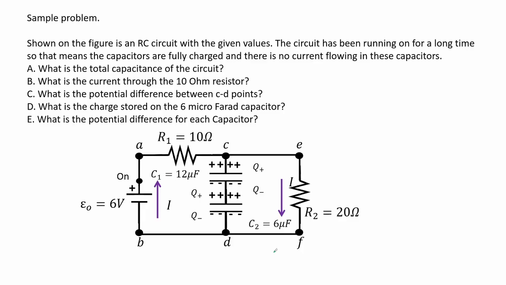Sample problem. Shown on the figure is an RC circuit with the given values. The circuit has been running for a long time, so that means the capacitors are fully charged and there is no current flowing in these capacitors.